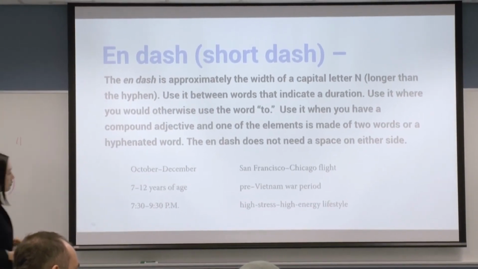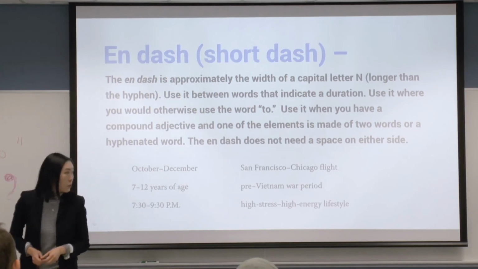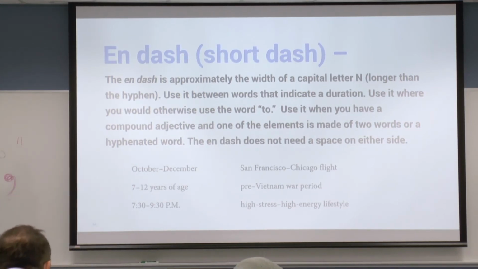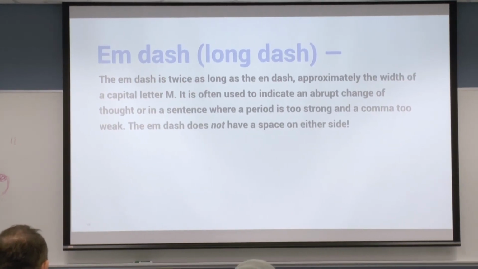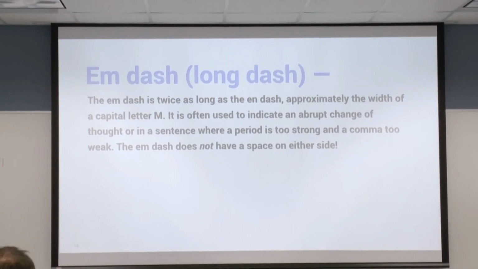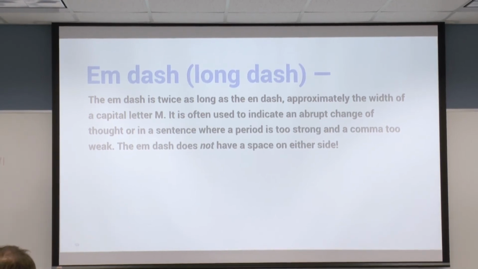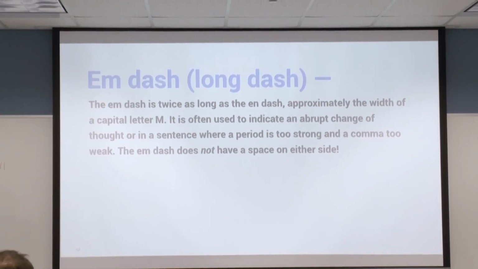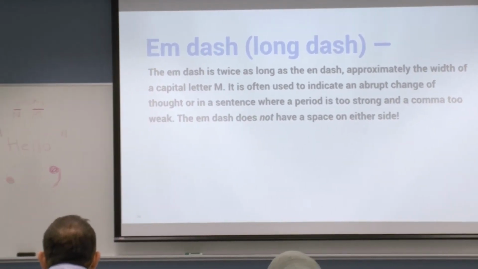Here's an example of it in action with a hyphen. The way I would read that is high stress to high energy lifestyle. I'm using a hyphen and an N dash in that case. And the last one is the longest dash, which is the M dash. There is usually only one instance where you will use an M dash, when you want to indicate an abrupt thought or change in a sentence.